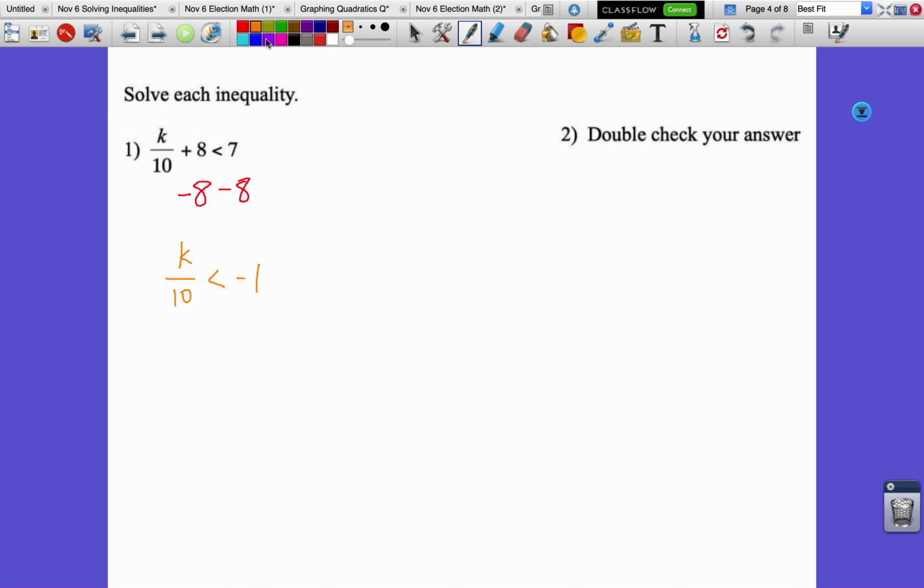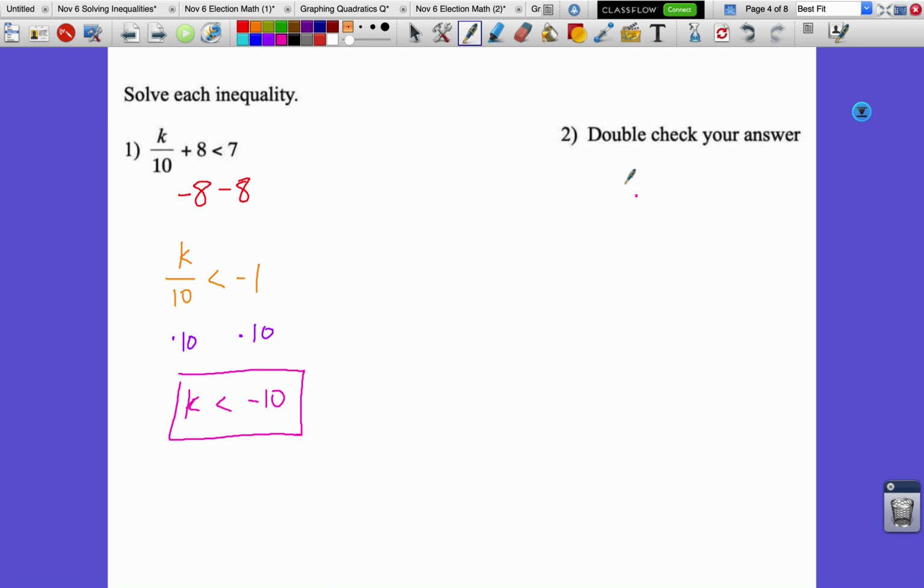Inequality stays facing the same direction. All right, how do I get rid of a divide by 10? Well, I multiply by 10. Whatever I do to one side, I have to do to the other side. Now I've got k is less than negative 10. All right, my variable's isolated with the number on the other side. I can put a box around this.